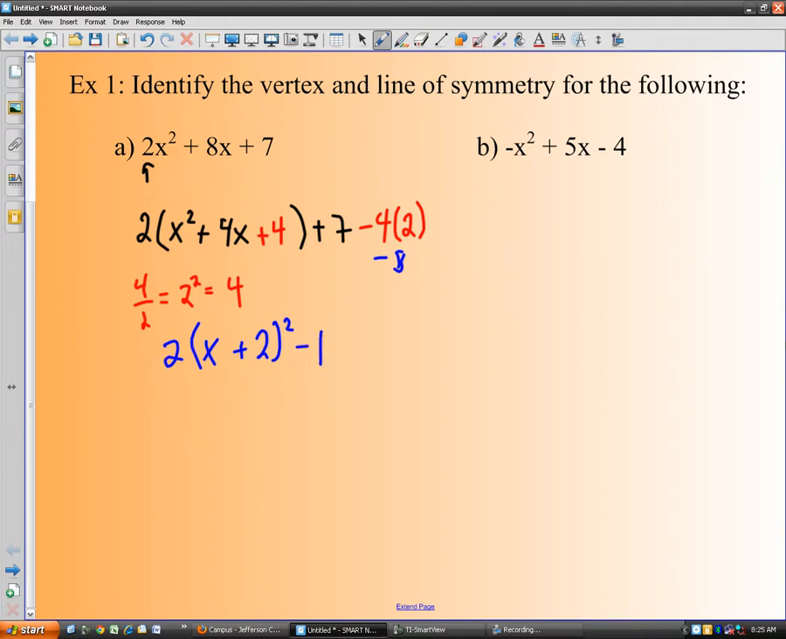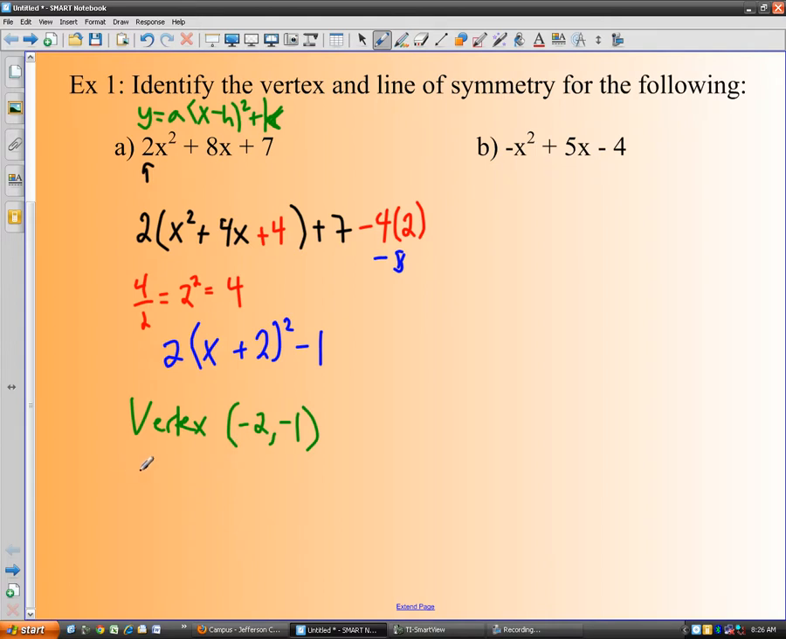So my vertex in this case is going to be, well, the opposite of the inside is x, which is negative 2, and exactly what I see on the outside is my y value for my vertex. Remember that vertex form of a parabola is y equals a times x minus h squared plus k. And so the h and the k are the vertex, and you'll notice that the inside is the opposite and the outside is exactly as we see it.